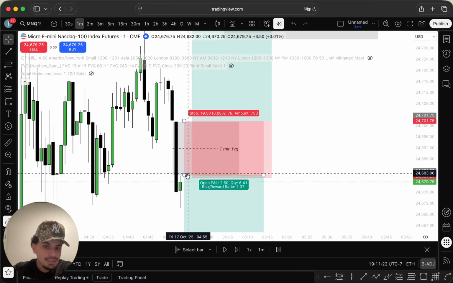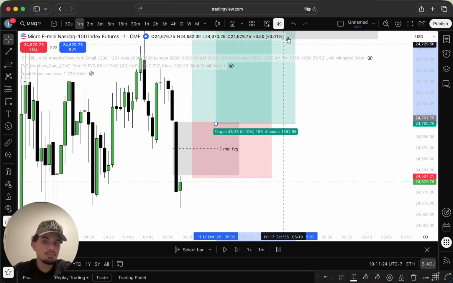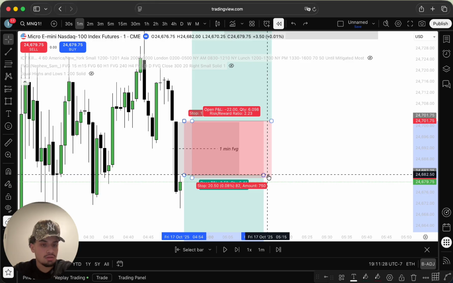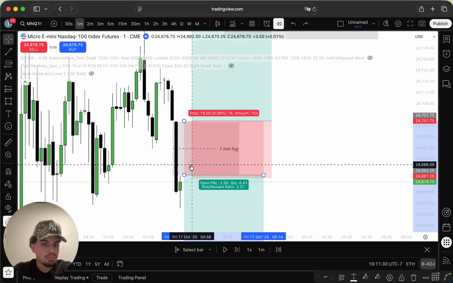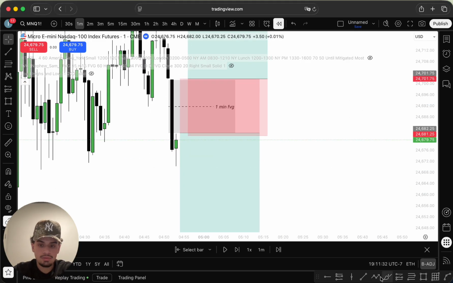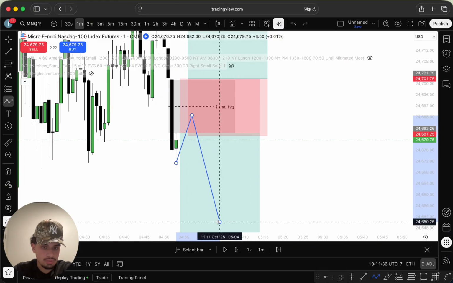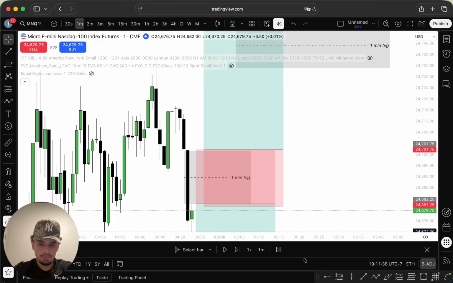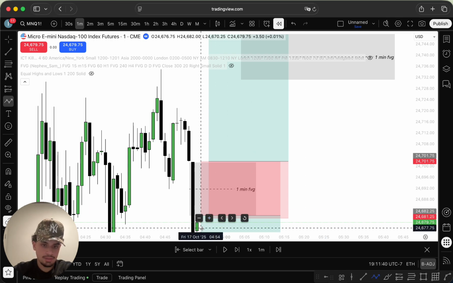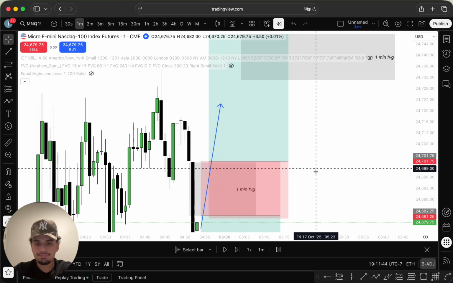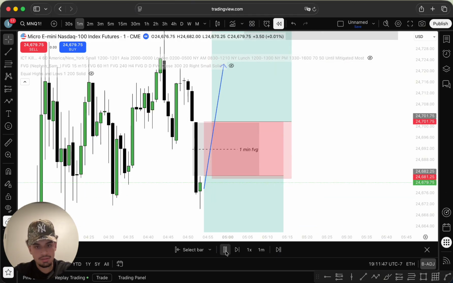So if this gap gets disrespected, gets pushed through the fair value gap, then I will enter long. If it gets respected, like this for example, and we trade lower, then I'm taking a short. But if this gap gets disrespected like this, I'm taking a long. Now let's see what price does.